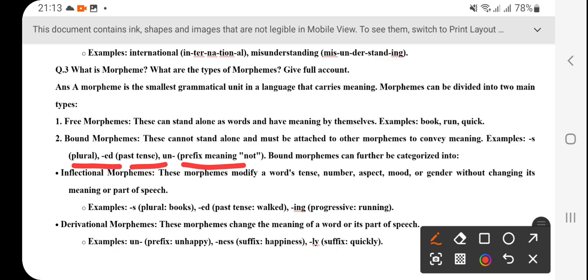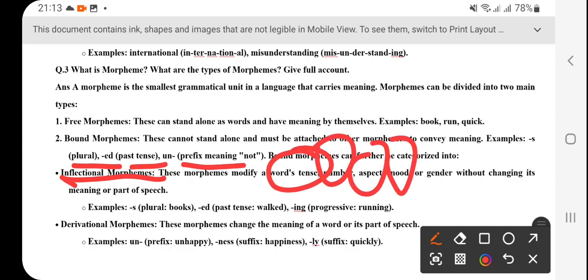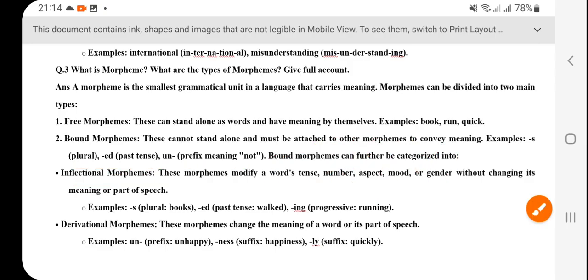So bound morphemes can further be categorized into two. Inflectional morpheme, right? It modifies a word's tense, number, aspect, mood, gender without changing the meaning or part of speech. So part of speech does not change, but what is changed? That is number, aspect, mood, gender, right? That changes. Plural, books, right? Past, walked, progressive, running, something like that.